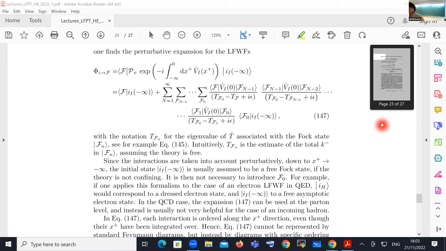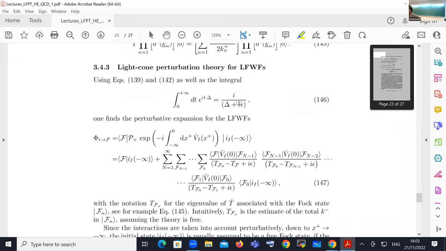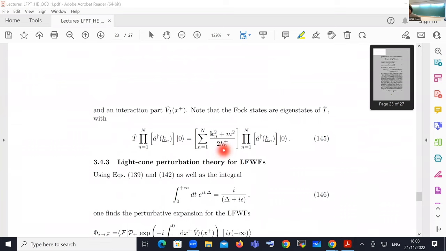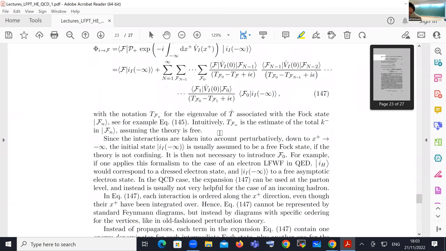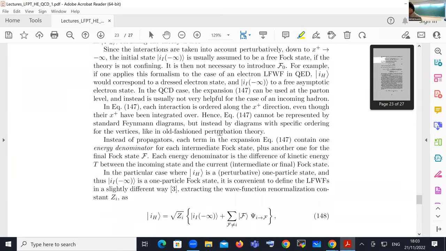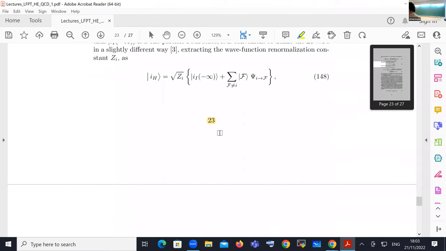But then you still need to remember how many partons you had in this intermediate state, because in the energy denominator you cannot remove them. They will contribute. So in a practical calculation, you have something to keep in mind here. Okay, so I think we are done for today.